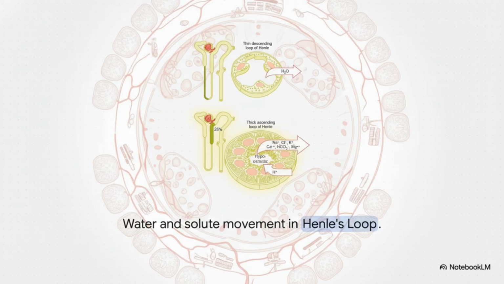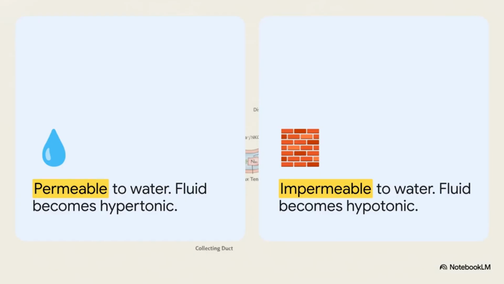In the thin descending loop, you've got water freely leaving the tubule. But look at the thick ascending loop. The water stays put, and instead, you see sodium, chloride, and potassium being aggressively pumped out. This stark contrast in structural permeability is basically the entire foundation for renal physiology in the medulla. We've got a brilliant setup here.